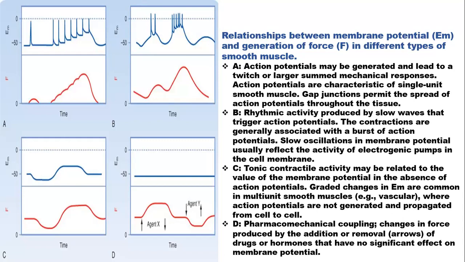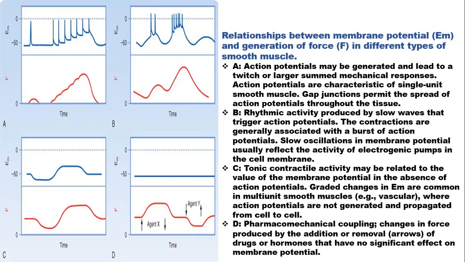This is the relationship between the membrane potential and the generation of force in different types of smooth muscle. See figure A first. Action potential may be generated and lead to a twitch or larger summed mechanical responses. Action potentials are characteristic of single unit smooth muscle. Gap junctions permit the spread of action potential throughout the tissue. Now you come to figure B. Rhythmic activity produced by slow waves that trigger action potentials. The contractions are generally associated with a burst of action potentials. Slow oscillations in membrane potential usually reflect the activity of electrogenic pumps in the cell membrane.